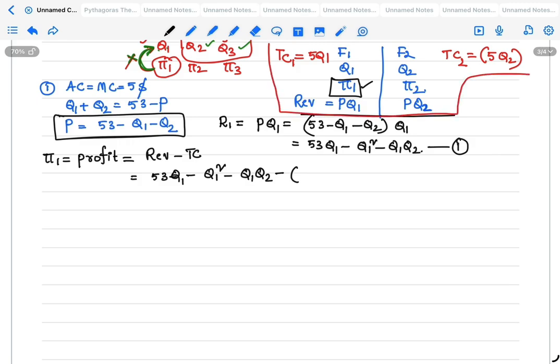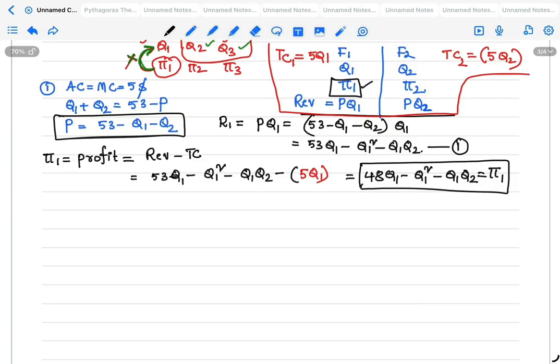So minus total cost equals 5 Q1 minus Q1 square minus Q1 Q2. This is the pi 1, the profit. This is equation number 2. Profit at equilibrium, right? They are asking maximum profit, that is capital pi 1. This one you can represent with the capital.